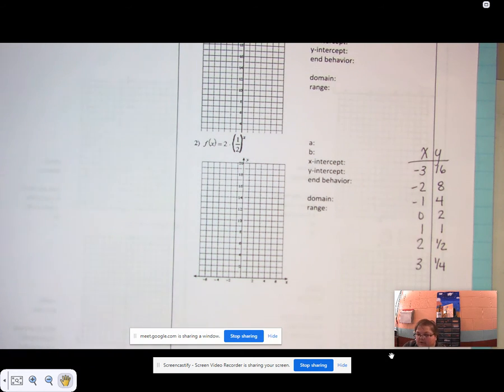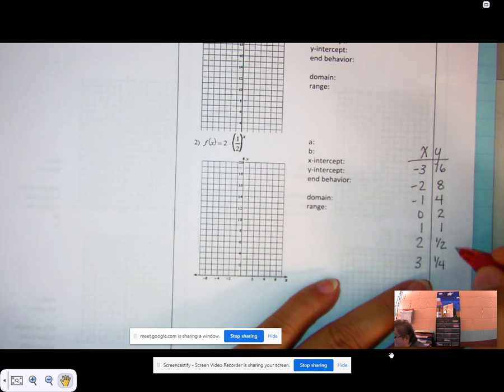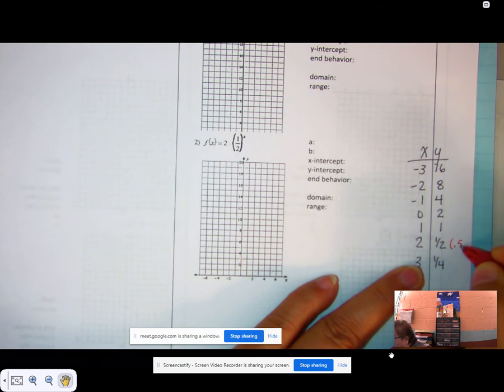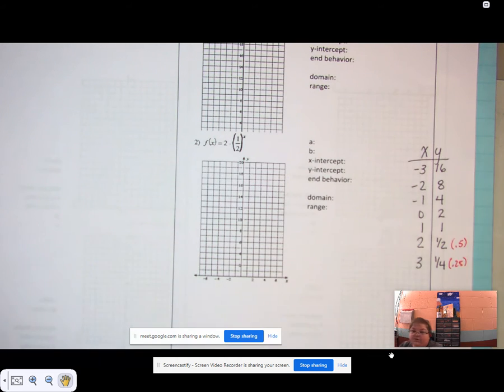Now, I do want you to know that this table of values is all about you. If you need to change these to decimals so that you know where you are, you can do that. I don't need to see it. You just do it. Table of values is all about you and what you need to do to get ordered pairs plotted in the right place.